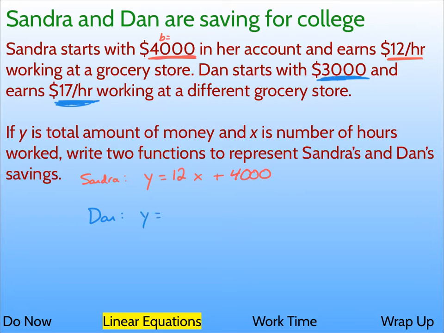Now we can do the similar thing with Dan here too. Dan's going to also be y equals something x plus something. Now Dan only starts with 3,000, so his y-intercept is 3,000. And because he makes more as a man, as we do in America, then he gets $17 for each hour.